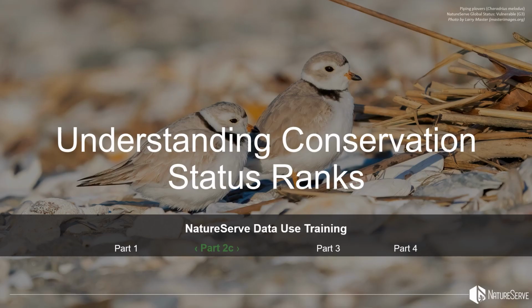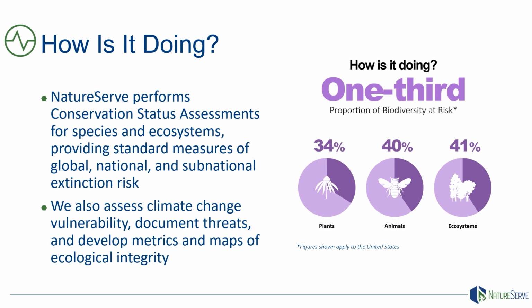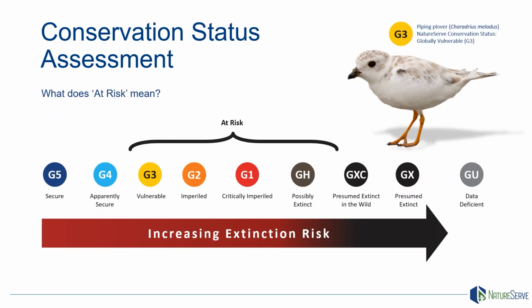This is Part 2C of NatureServe's data use training, Understanding Conservation Status Ranks. In this part of the training, you'll get a better understanding of our conservation status ranks and the methodology used to develop these ranks. Recall that the third fundamental question that NatureServe seeks to answer is, how is it doing? We answer this question in a variety of ways, but the most basic is through conservation status assessments of plants, animals, fungi, and ecosystems. Let's look closer at the NatureServe conservation status ranks.